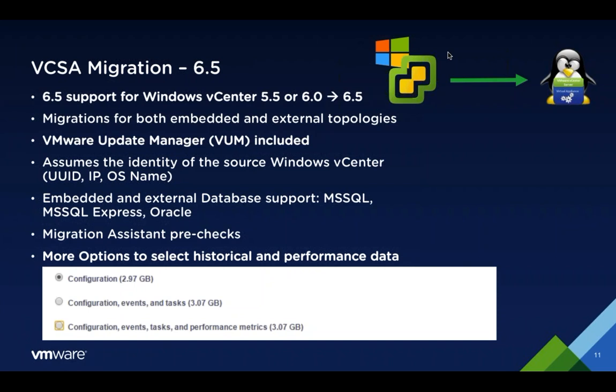Anyway, sorry about that. Again, we support migrations for embedded and external. Same caveats. If you're embedded, you'll come over as embedded. If you're external, you'll come over as external. If you are embedded and you want to externalize, and there's the caveat of consolidating domains, do those first, then migrate, and then you can repoint from an embedded to an external deployment once you get there. Again, we're preserving the identity of vCenter, so we're keeping UID, IP, all that stuff. And in this version, any database that's supported in Windows vCenter Server 5.5 or 6.0 will be migrated to a vPostgres embedded database in 6.5.